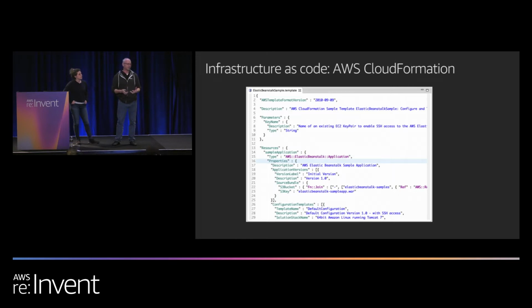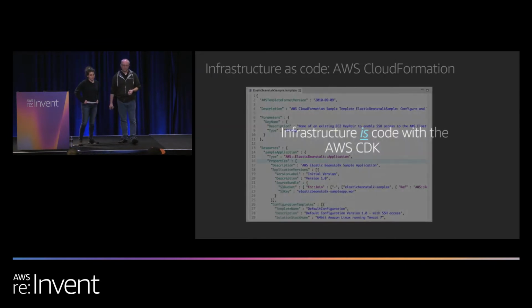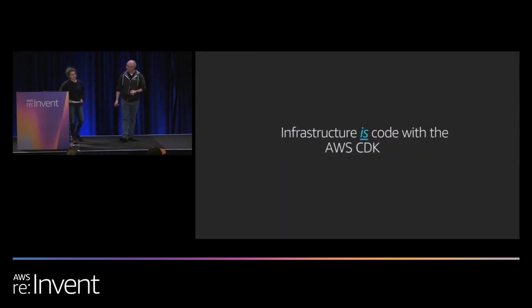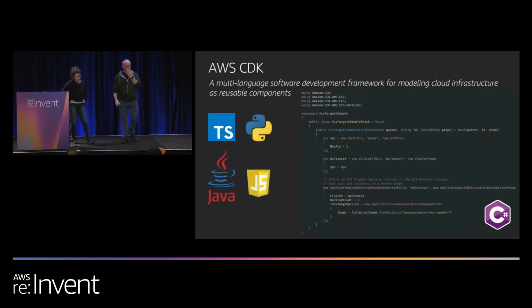So we really want to take the power of our programming language. I don't know about you, but I don't spend all day in JSON or YAML files. I spend my time writing C# or TypeScript or whatever happens to be the language of the day, right? So how about infrastructure is code, like truly code, and that's what the CDK is.